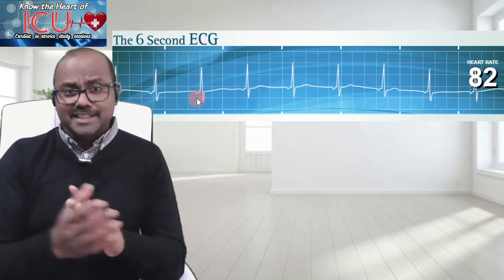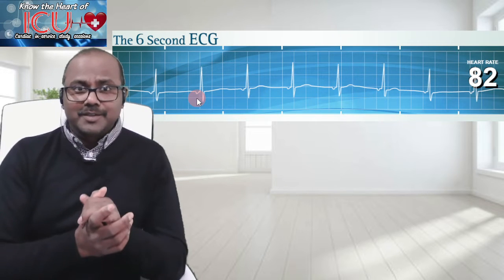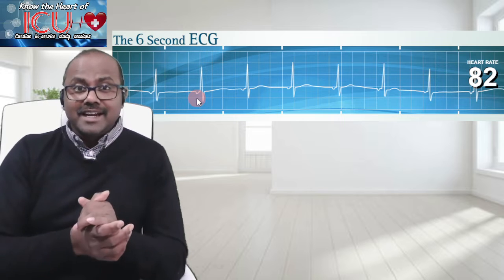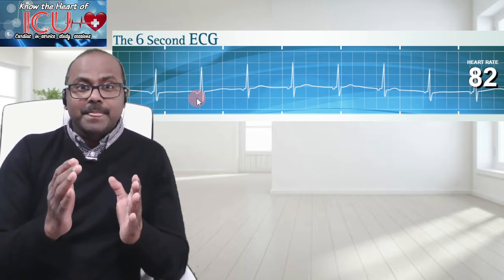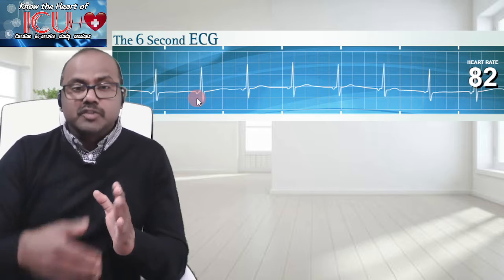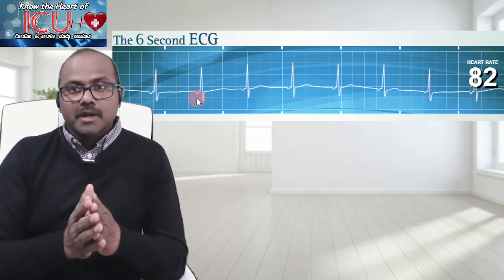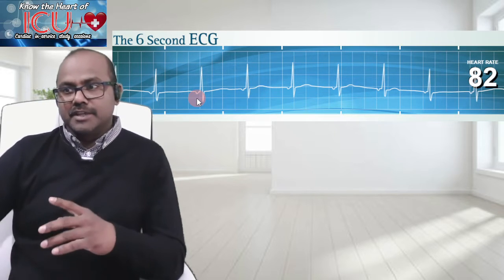We cannot call it a tachycardia because it's not 100 or above. It's not a junctional tachycardia. It's a junctional rhythm, but at an accelerated rate because the normal junctional rate is very low. It's an accelerated junctional rhythm, we call it.